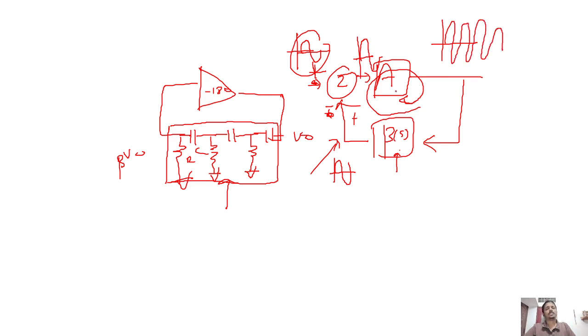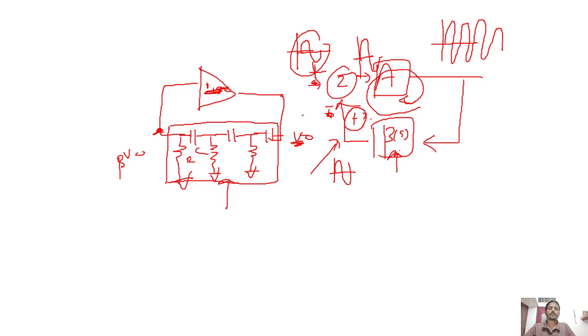So for this we must find a frequency at which this beta of s provides a signal here. If I have V naught, I need a signal which is in phase with V naught. That will give a positive feedback signal. So we find from here at what frequency the negative feedback is overcome.